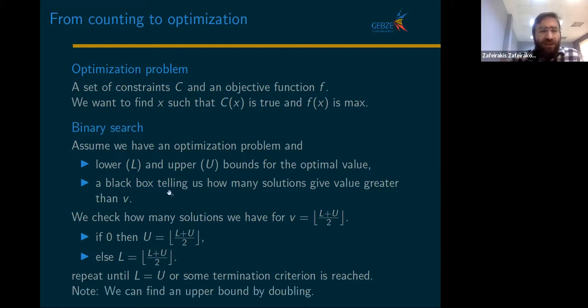And actually, this sounds like we don't always have bounds, but it doesn't really matter because we can always find an upper bound by doubling. So we pick a number. If we have solutions, then we double it until we find an upper bound where we have no solutions anymore.